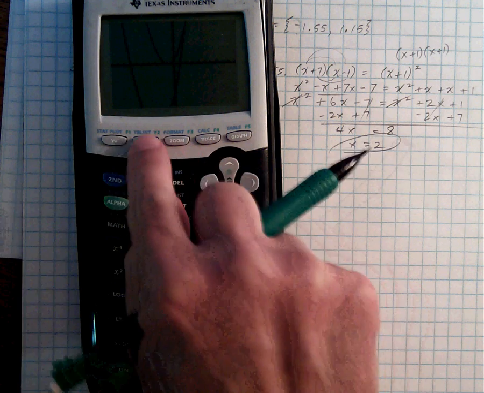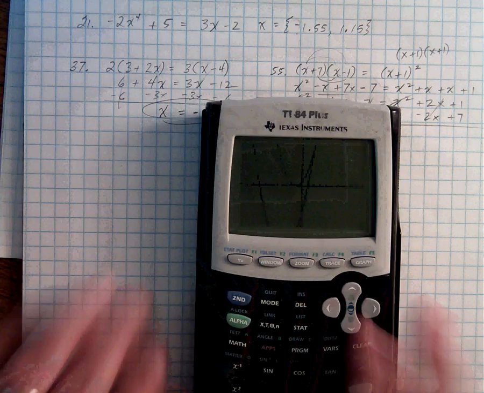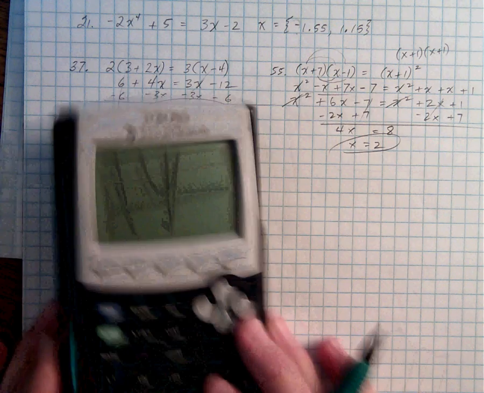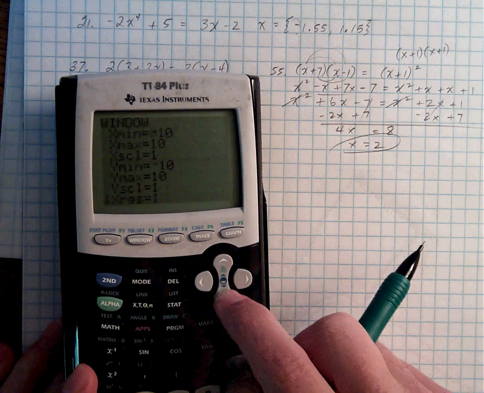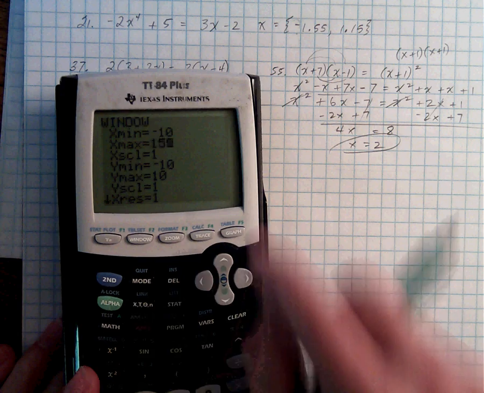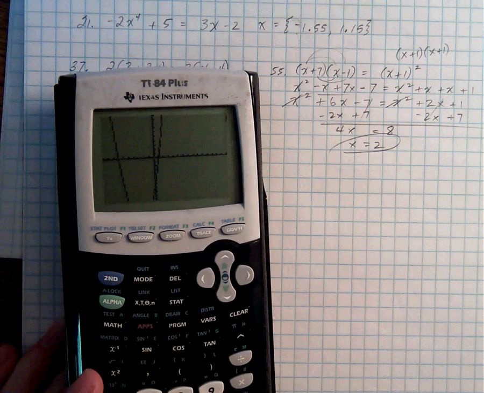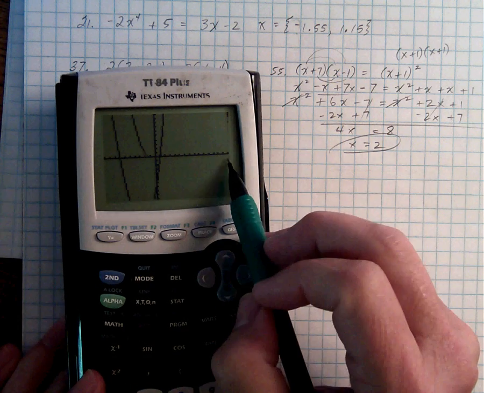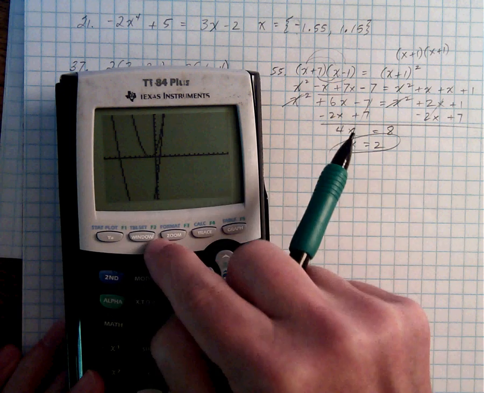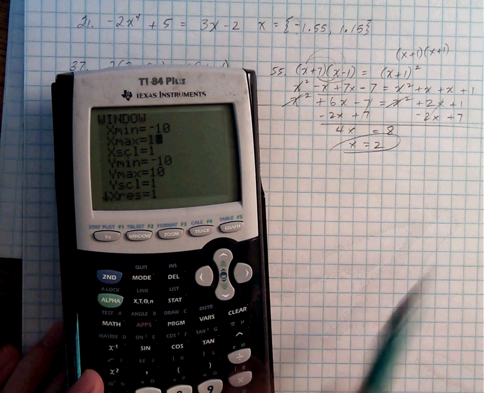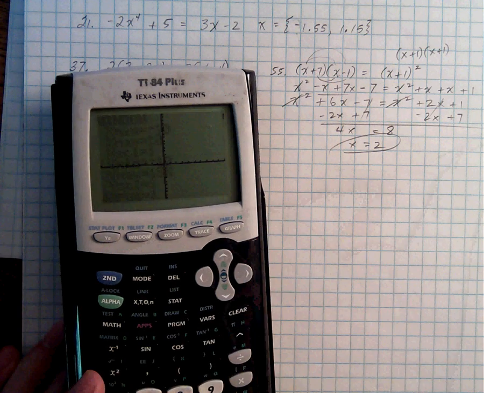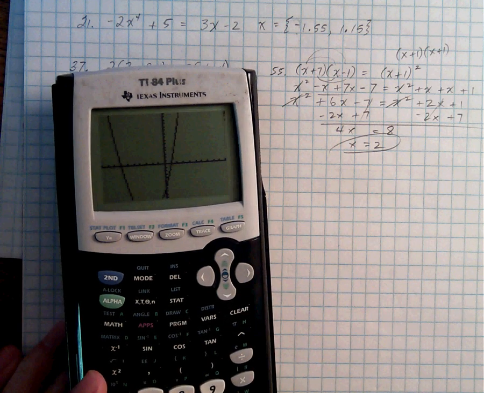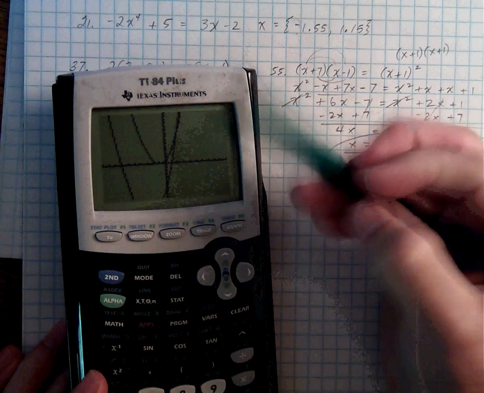I'm going to move up a little bit so I can see it a little bit better. Let's see, window, go up to 15. Wrong way. I increased my x, I meant to increase my y, so let me go back in. That's 10, that's 15. Alright, now you can see that they actually do cross right there.